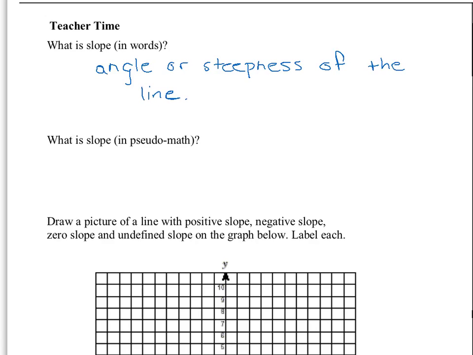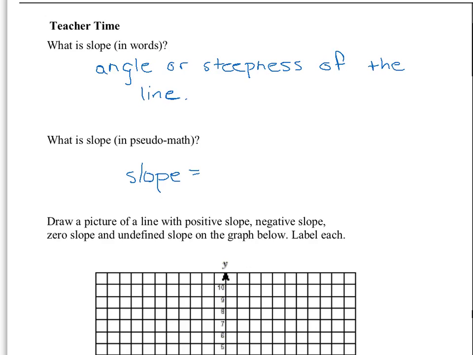Last year you probably learned a pseudo-math equation. Pseudo-math means it's kind of math. It's got some math symbols in there, but it also might have some words in there. So engineers, mathematicians, they'll use pseudo-math a lot to kind of describe things before they're quite ready to really make an equation out of it. So last year you probably learned that slope was equal to something. What is slope equal to?